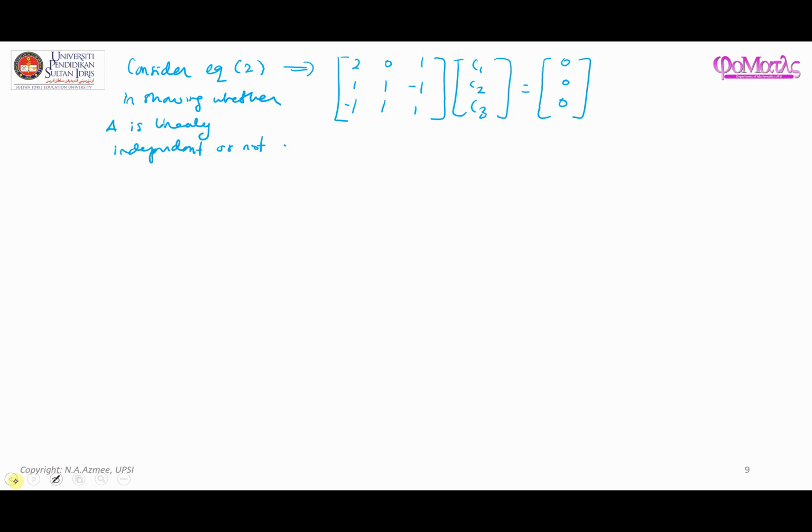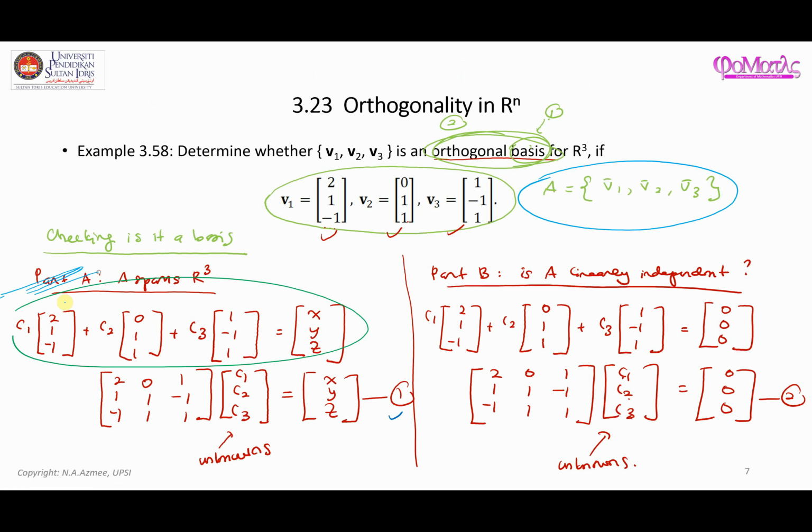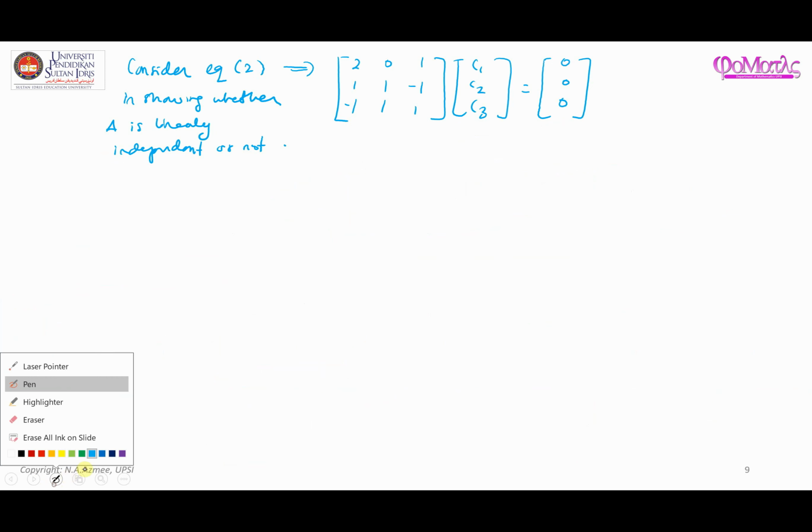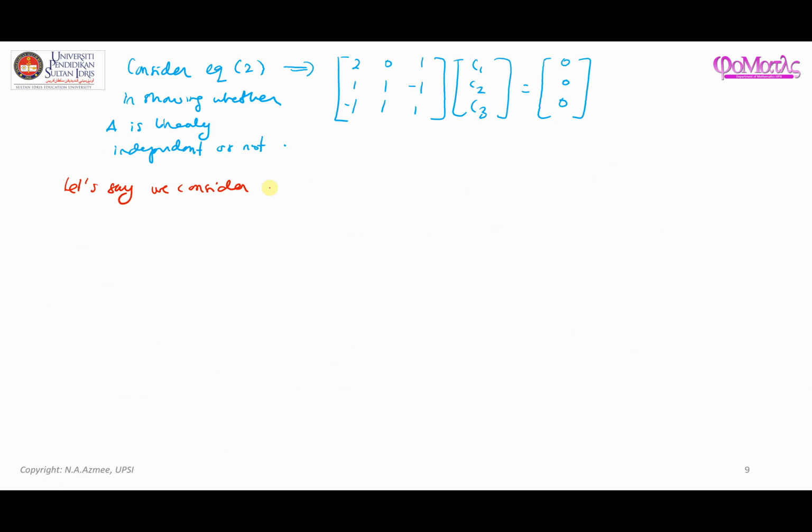Now you have seen that we have gone through a lengthy process to show this part, and you can see clearly that equation 1 and equation 2 here are not much different. So let's say we consider x, y, z in equation 1 to be set to 0, then equation 1 will be similar to equation 2, which is the starting point of showing whether the set here is linearly independent or not.